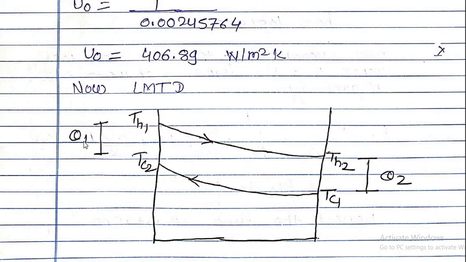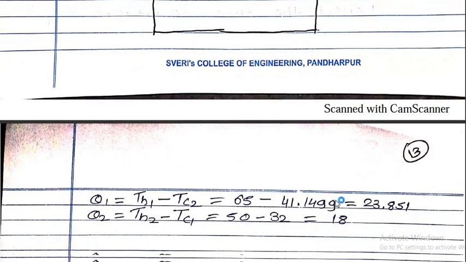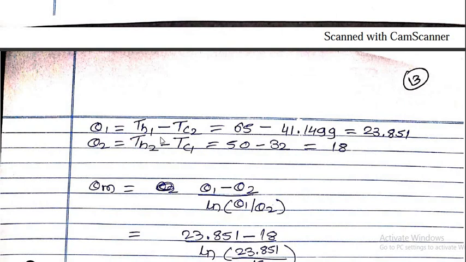So in case of a counterflow heat exchanger, theta 1 is equal to Th1 minus Tc2 and theta 2 is equal to Th2 minus Tc1. So we know all the temperatures, so we can calculate theta 1 is equal to Th1 minus Tc2, is equal to 65 minus 41.1499. So we will get the value for theta 1 is equal to 23.851. In the same manner theta 2 is equal to Th2 minus Tc1, equal to 50 minus 32, we will get the value 18.